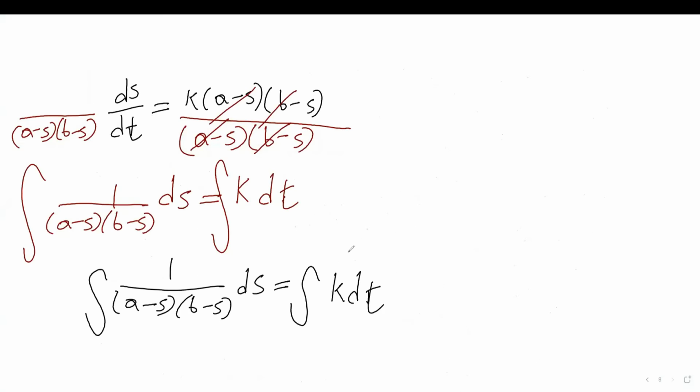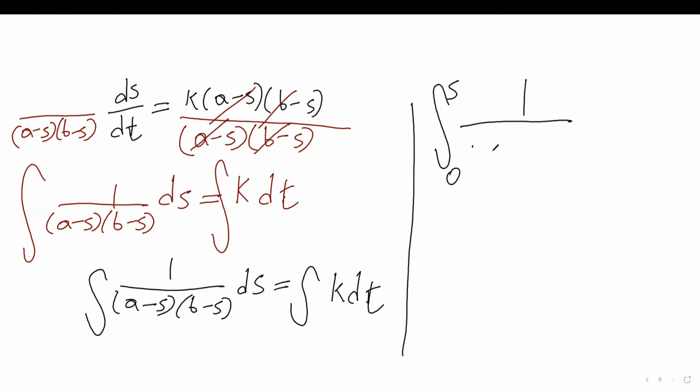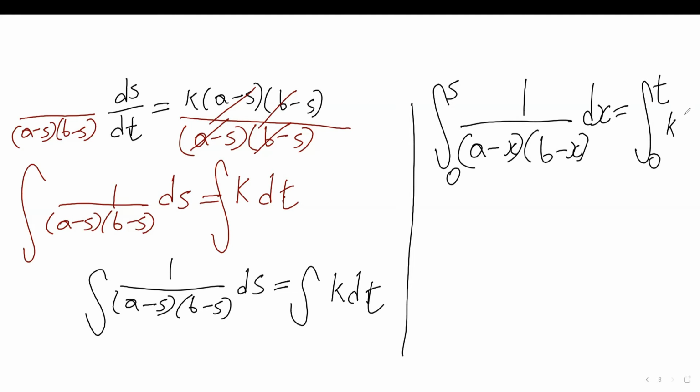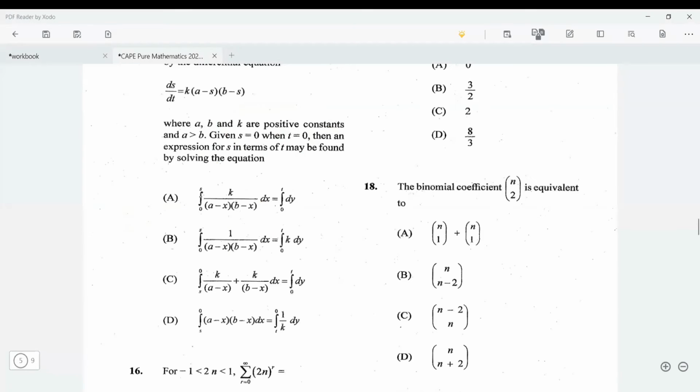So what I'm saying is, if you wanted to rewrite this, you could rewrite it as the integral from 0 to s of 1 over, where the variable s is, you write x, so it's (a minus x) times (b minus x) dx equal to the integral from 0 to t of, then you change the dt to a different letter. Which letter did they change it to? It doesn't even matter. We can even use y. And they did use y.